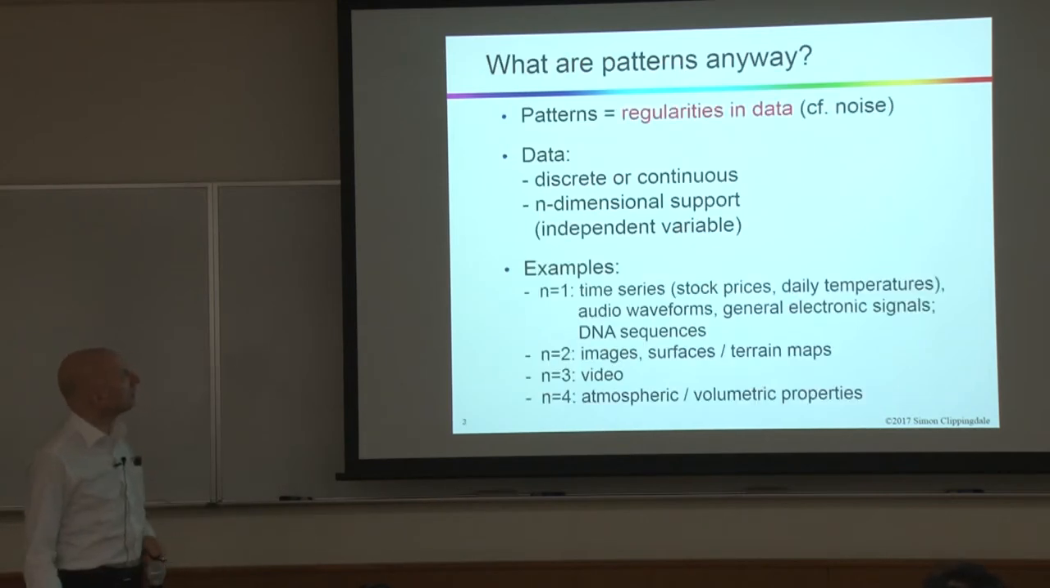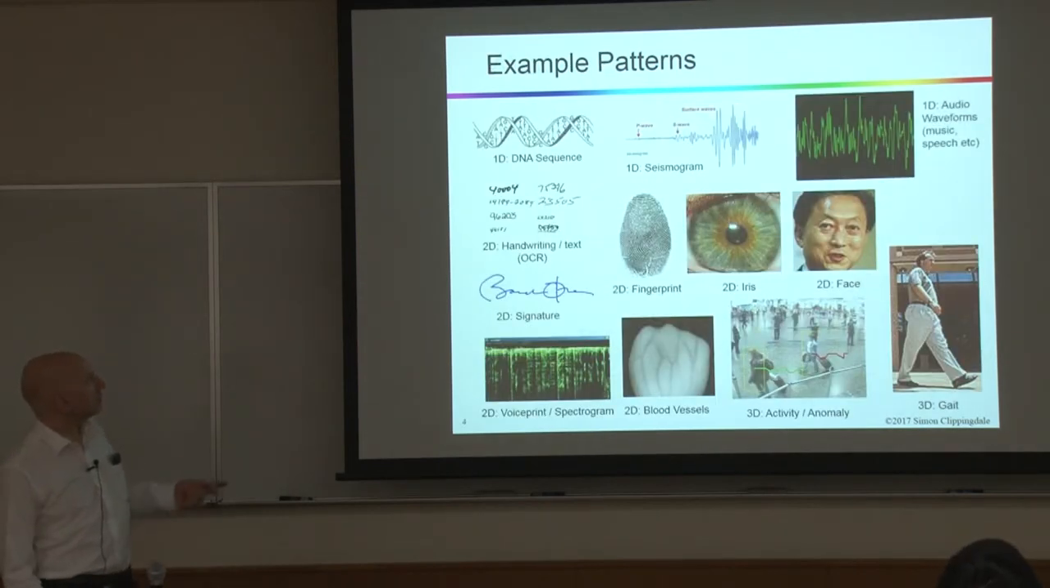So, straight into it, what are patterns? The simplest answer is they're regularities in the data as opposed to noise. Data can be discrete or continuous, n-dimensional support usually, where the support means the independent variable, time or space or what have you. Examples are time series, audio waveforms, DNA sequences, images, video, etc. Here are some examples, from simple DNA sequences up to, these are all one-dimensional support functions.